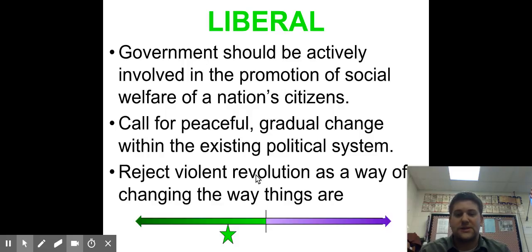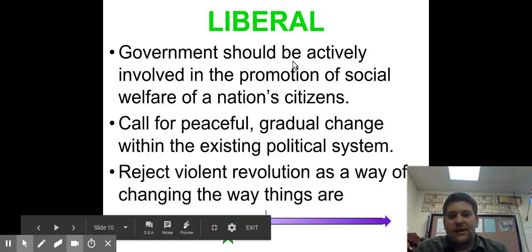So we need to protest. We need to petition our government. We need to get new laws passed. So use the things that are already in place to see this more gradual type of change. If it happens quicker, awesome for liberals, but they realize it takes time.